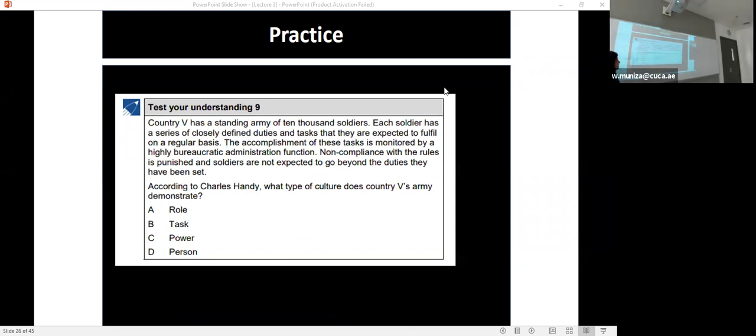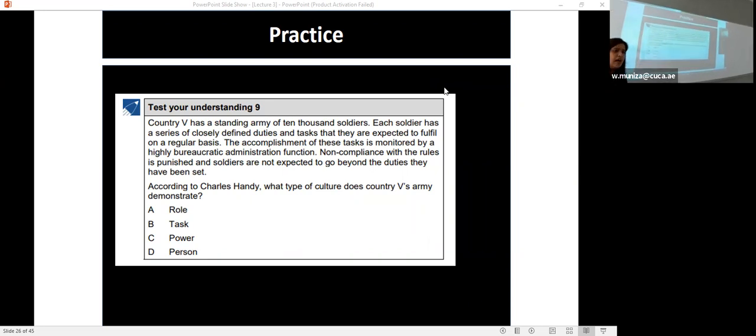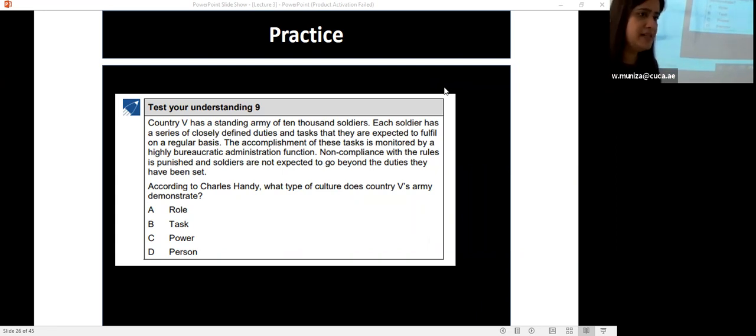According to Charles Handy, what type of culture does country V's army demonstrate? Students, according to Charles Handy, which four cultures have been identified? Number 1, power culture, role culture, task culture, and person's culture. The first culture, power culture, has been denoted by Zeus, role culture by Apollo, then task culture by Athena, and the fourth one, person's culture, by Dionysus. So these are the four cultures given to us by Charles Handy.